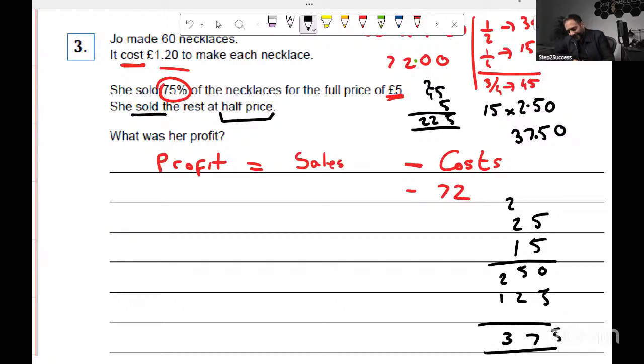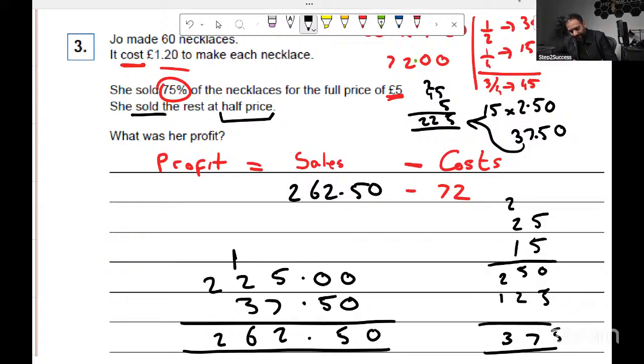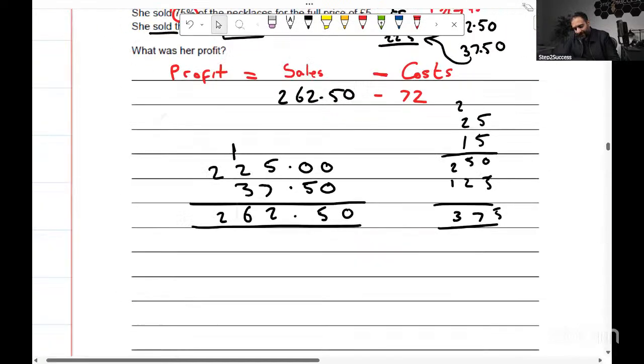And I need to add that on to my 225, which I might just do down here to work out my total sales. That means that my sales were £262 and 50 pence in total, right? So that's the 225 from the first 45 necklaces, and then another £37.50 from the stuff we sold off quickly at the end. And then this calculation gives you the answer.